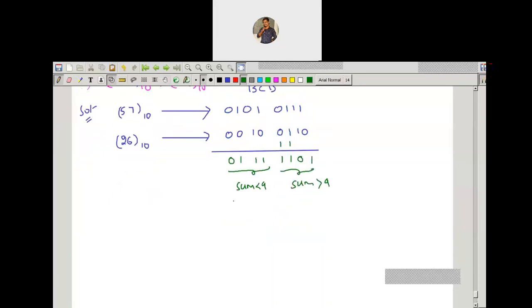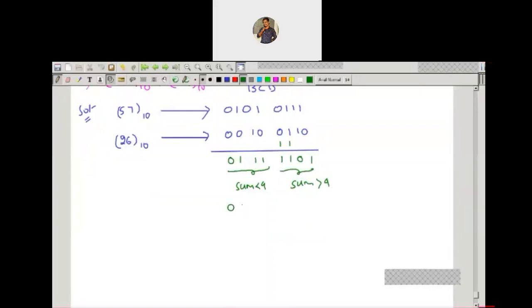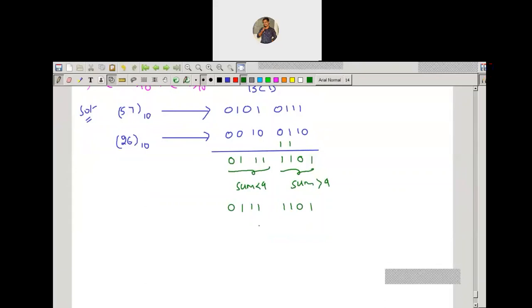Let me do one more step here. 0111 and 1101 is the obtained answer, right? But the second one on the right side is the obtained wrong answer, so you have to add 6, 0110. Coming to the 0111 sum, you need not add anything. Why? Because the sum is less than 9 and the final carry is 0. Let's go for the addition here.